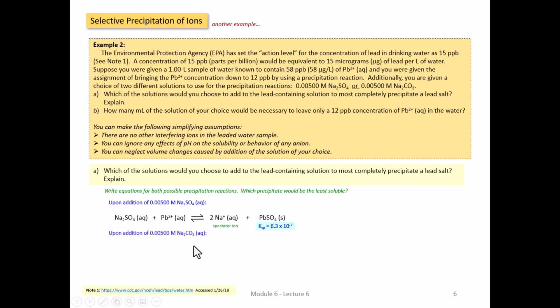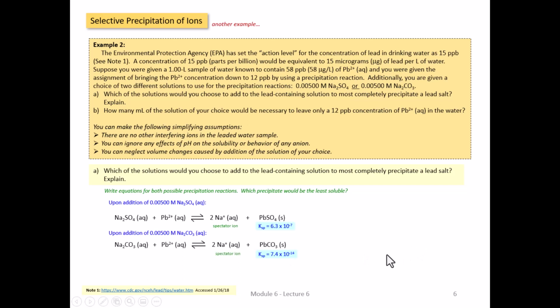Now, how about the situation if you chose to add the sodium carbonate solution to the 1 liter containing lead? Well, that would be a reaction that would look similar to the first one, only you'd end up making lead carbonate precipitate. So we want to look up the KSP of lead carbonate at 7.4 times 10 to the minus 14. So we ask which precipitate would be the least soluble. Now remember, comparing KSP values is always not the best way to compare solubilities.